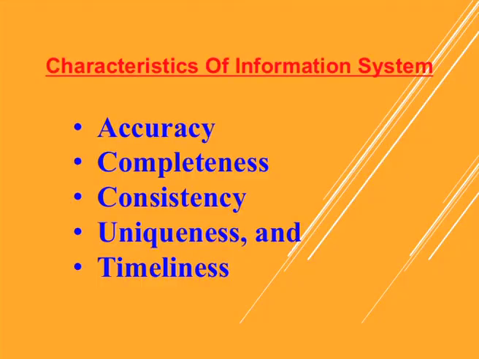An information system consists of two important components: information, which it has to provide, and a system, which it has to work with to give accurate, complete, consistent, unique and timely information. A system is a group of components that are working together to achieve a task.